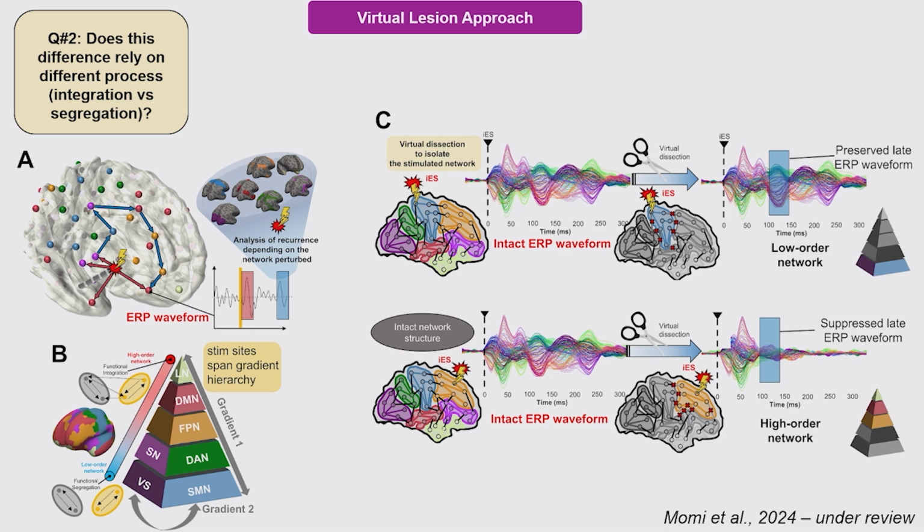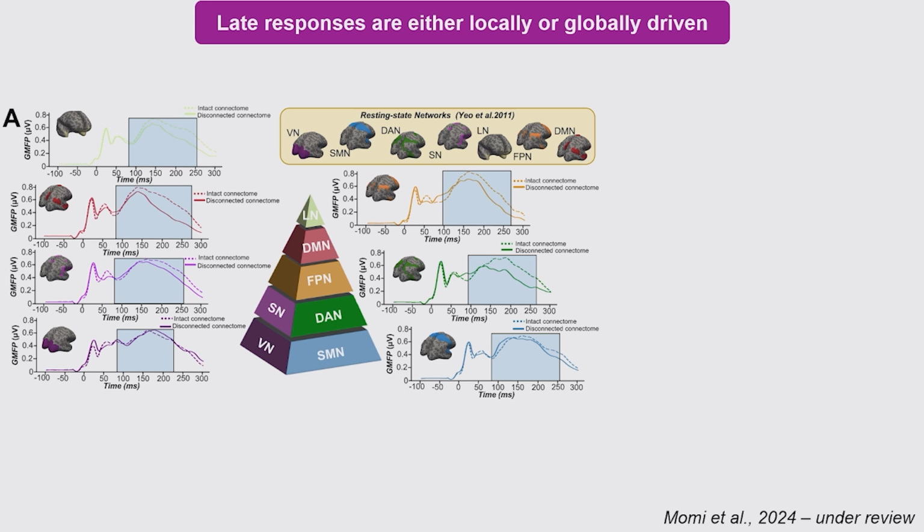On the other hand, if we create the same lesion to the high order network, the top of this pyramid, we expect a suppression of the response, because those networks are characterized by functional integration and rely on the bottom of this pyramid. Those are the results. The dashed line is the simulation run with the intact structural connectome, and the solid line is the disconnected connectome. And we did this for all the networks.